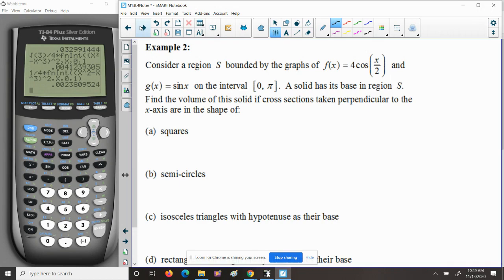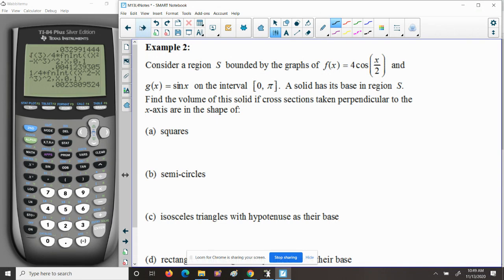So we're going to look at some trig now. Let's say we have f of x equals 4 cosine of x over 2 and g of x is sine of x. And we're only looking at the interval 0 to pi, which works out nicely because they don't cross each other. A solid has its base in that region. Find the volume of the solid if the cross sections are these shapes.